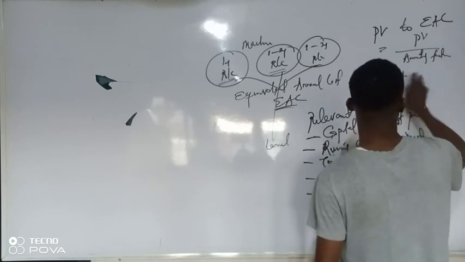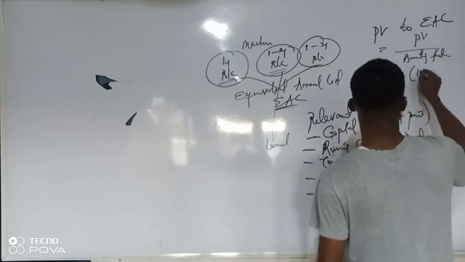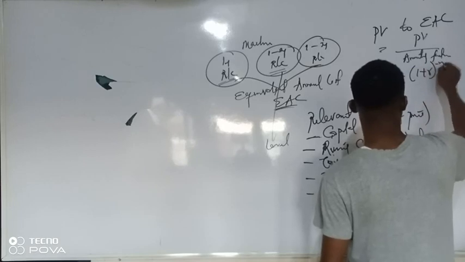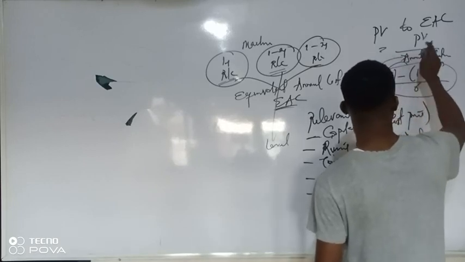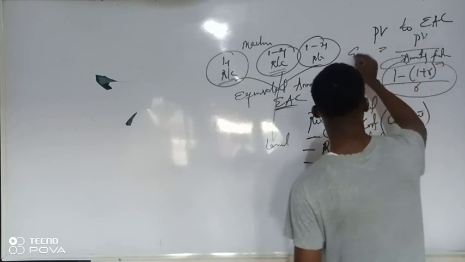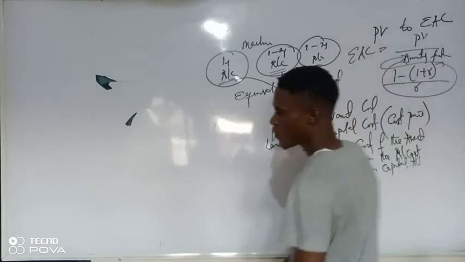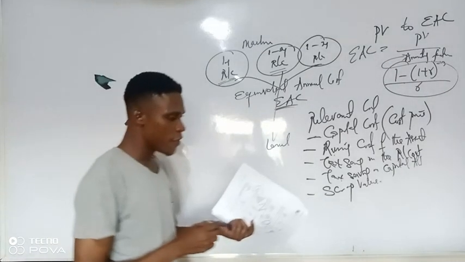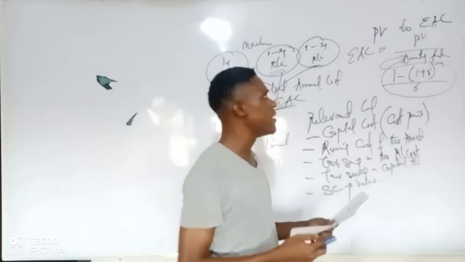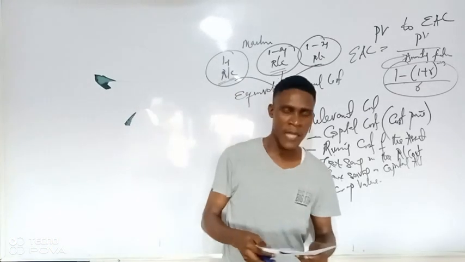The annuity factor formula is 1 minus (1 plus r) to the power of minus n, over r. Then whatever you are having here, you put it here. That divided into the PV gives you the equivalent annual cost. That's what the formula is: the PV of the cash flow divided by the annuity factor of that cost of capital.